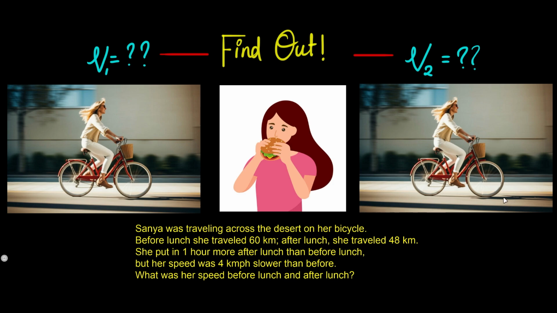Alright, let's make the question small so I have space to write. So what's the question saying? Sanya was traveling across the desert on her bicycle. Cool. I'm going to use a naming convention. Before I continue reading the question, under some variables I'm going to put 1, which means before lunch.